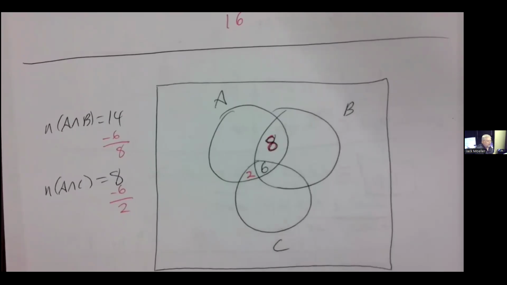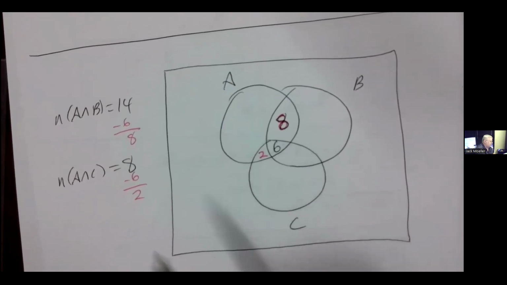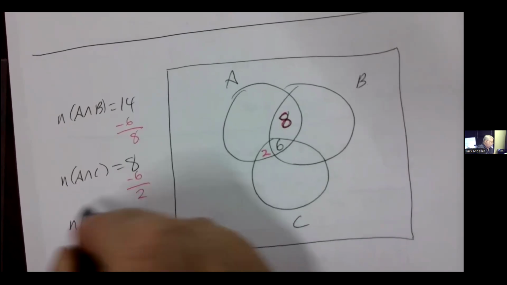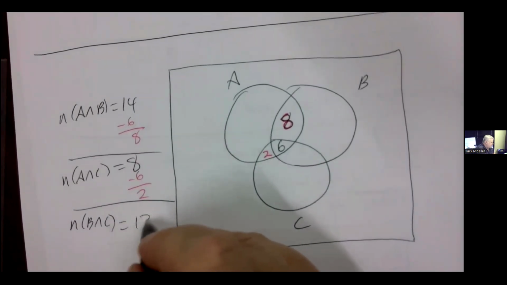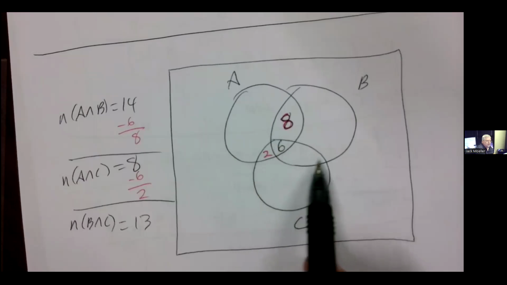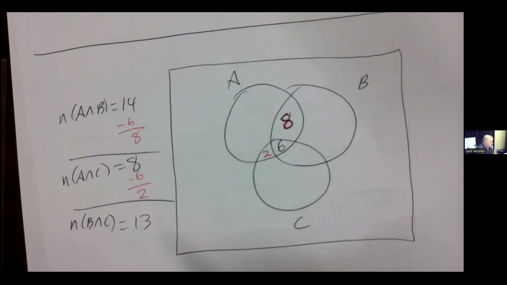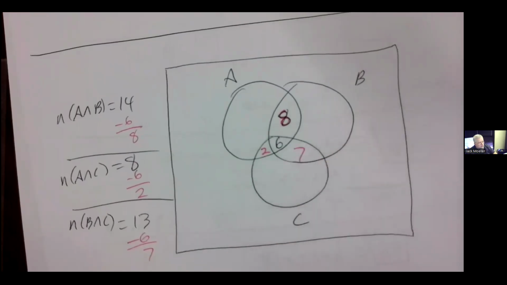Right. And then for here, that's the intersection. These 2 are the intersection of B and C. And that is 13. So 13 people are in those two regions. We've already accounted for 6. So there are 7 in that region. All right. So again, you've got to subtract as you move outwards.